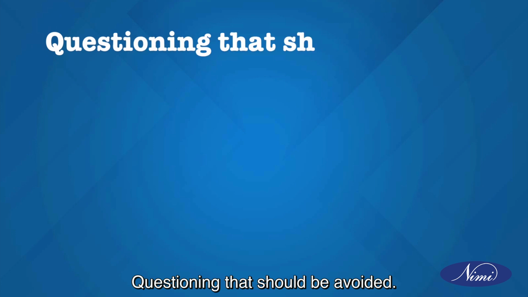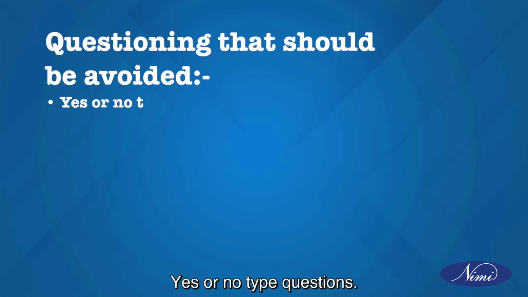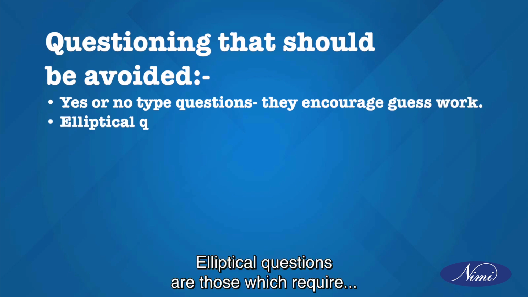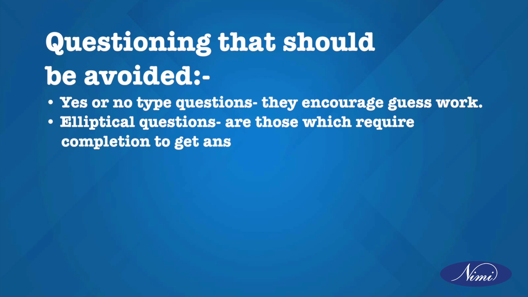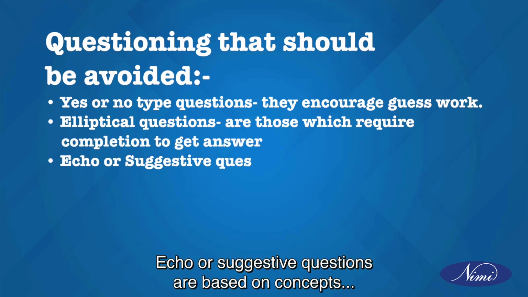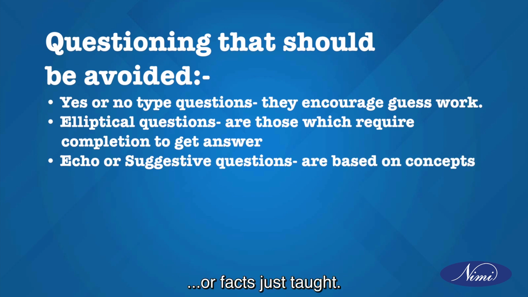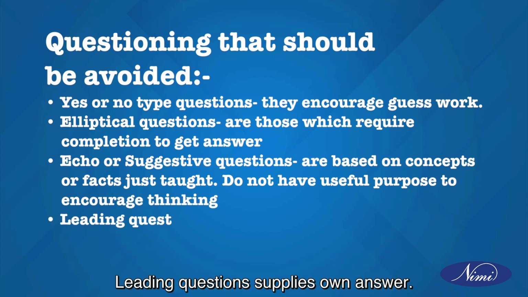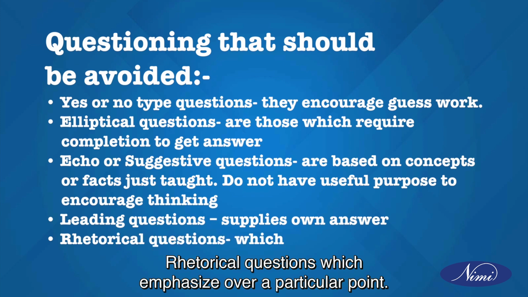Questioning that should be avoided. Yes or no type questions: they encourage guesswork. Elliptical questions are those which require completion to get the answer. Echo or suggestive questions are based on concepts or facts just taught; they do not have a useful purpose to encourage thinking. Leading questions supply their own answer. Rhetorical questions emphasize a particular point.